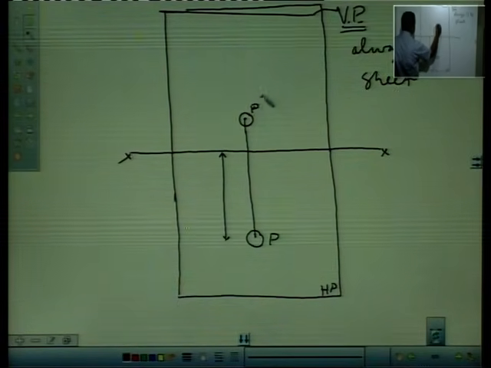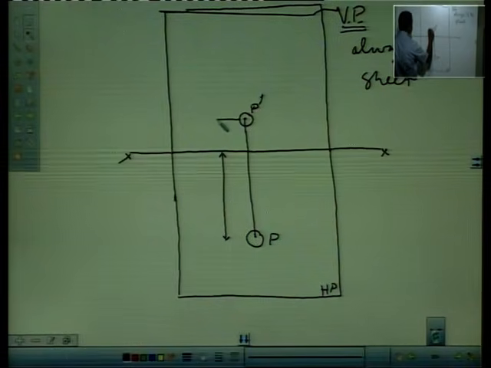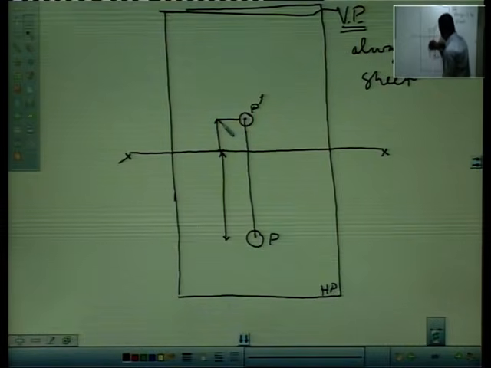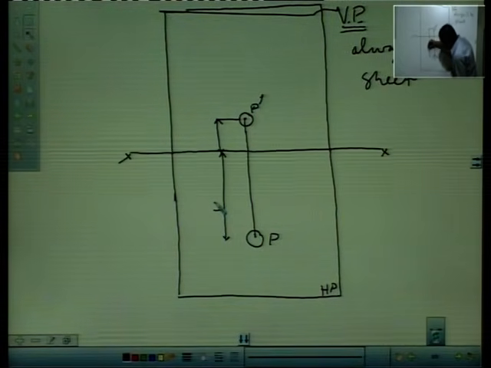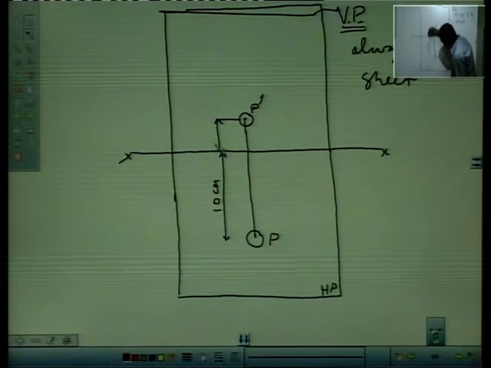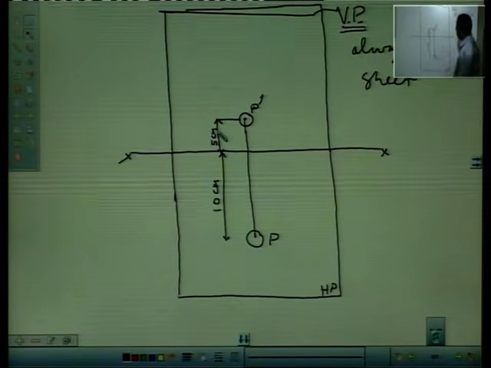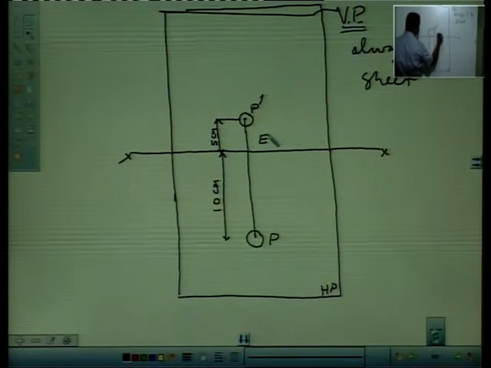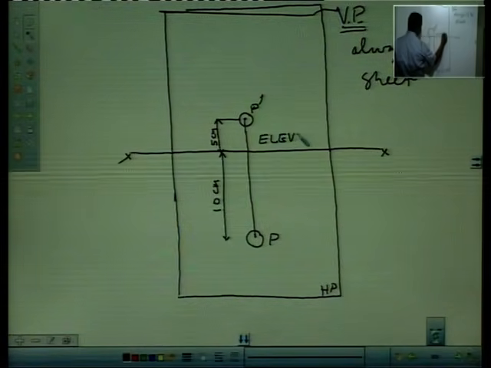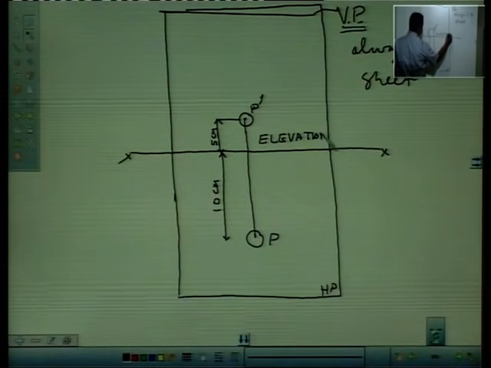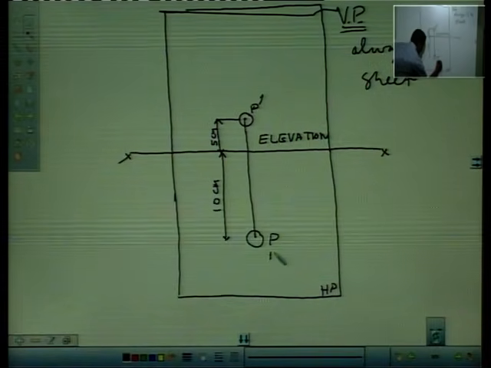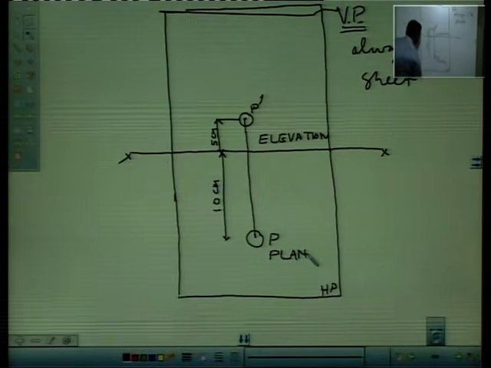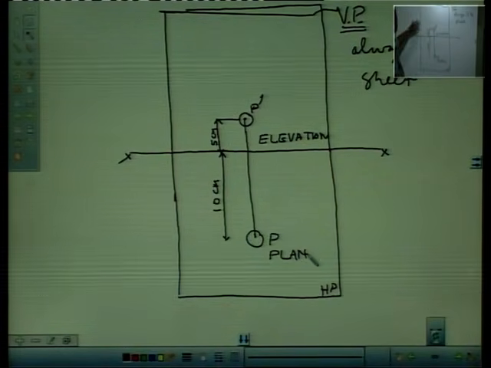Say this is P dash, and this here is 10 centimeter, this is 5 centimeter, and this represents elevation, this represents plan. This whole represents projection of a given point P.